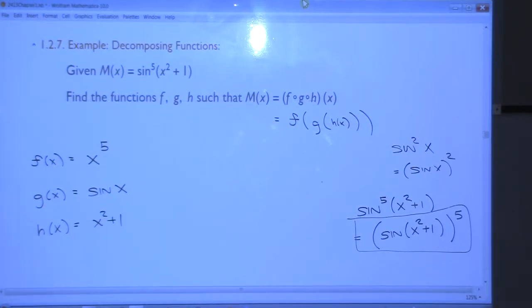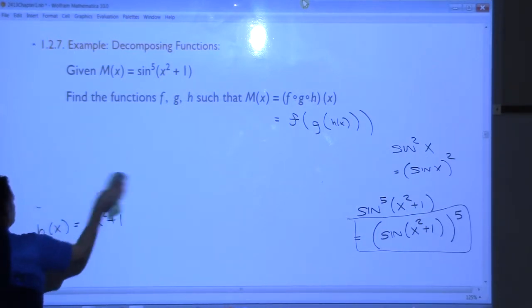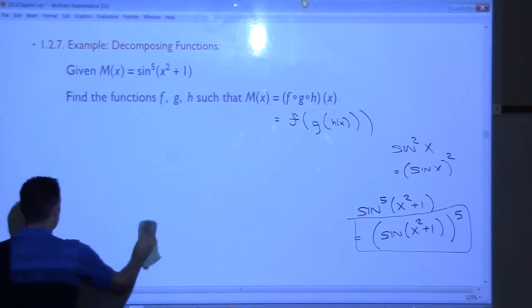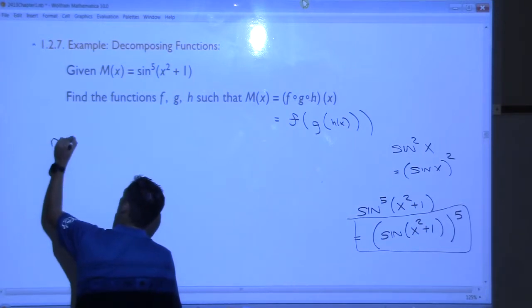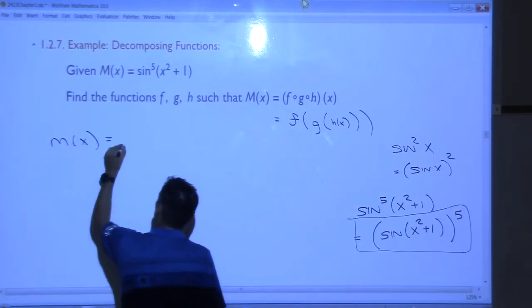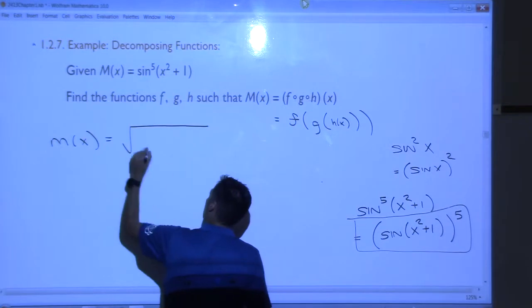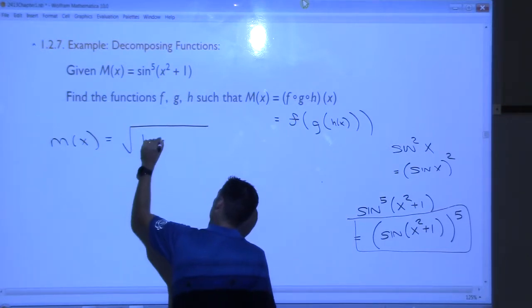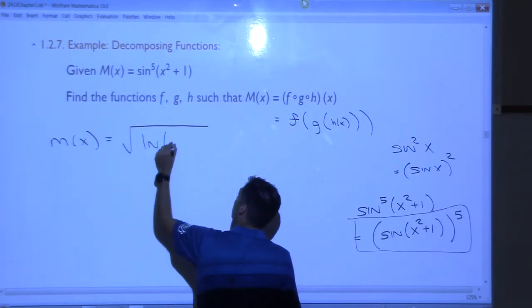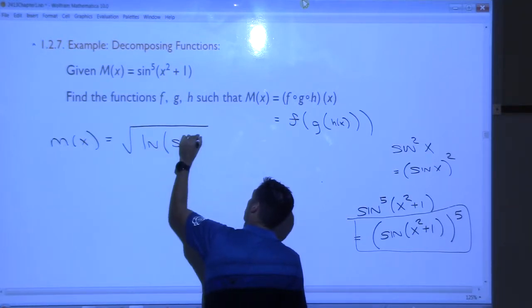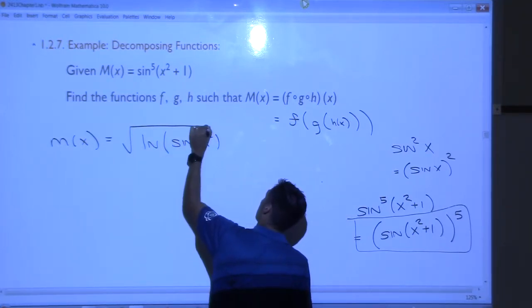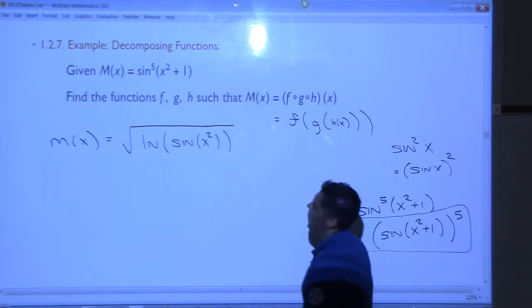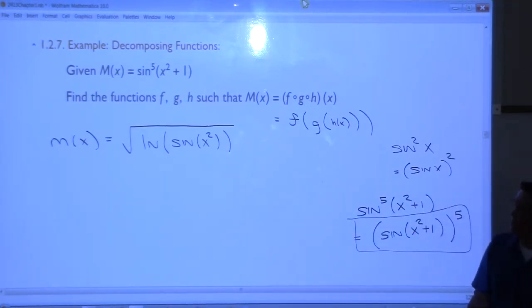Let's do another example. How about I give you this one? So that was the answer right there, okay? So I'm going to make up another one. Capital M of x equals the square root of natural log of, I'm going out on a limb here, square root of the natural log of sine of x squared.